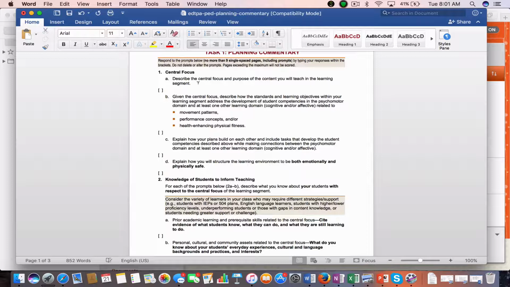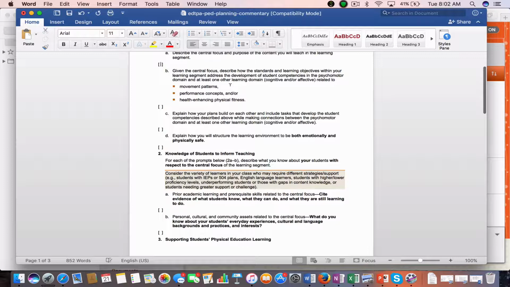So for physical education, you need to describe the central focus and purpose. So you're going to find that obviously in ETWS 2. Then it says, given the central focus, describe how your standards and learning objectives. So the standards and learning objectives, you've already written about those in ETWS 2 and also in ETWS 4, which are your lesson plans. So gather all of the objectives that you've articulated for your unit and the standards and write about them here.